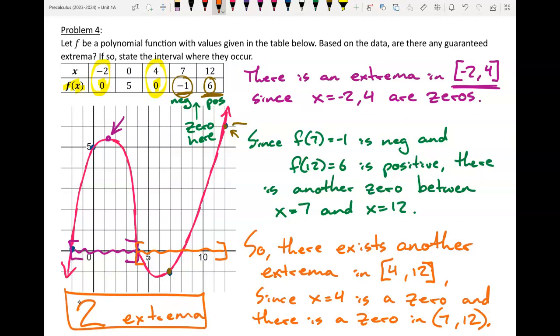And again, could we have more? Of course we could have more. We could have lots of extrema going on in here. But from the data given, we can guarantee 2. Not 1, but 2. Possibly 3. I don't know. It's possible. We don't know. We don't have enough information. All right? But we do have enough to guarantee 2 extrema.